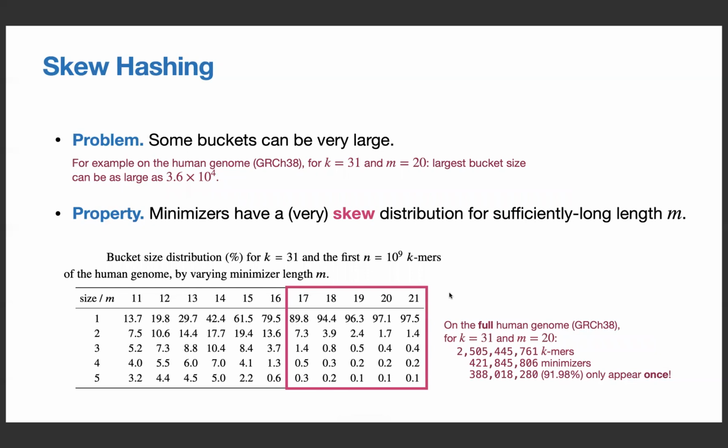Here you see a concrete example in the following table. This is the distribution of bucket size, namely how many super k-mers we have per bucket. And so you see that there exists a value of m, of minimizer length, from which the distribution is always very skewed. Namely, more than, say, for example, 97% of buckets contain just one single super k-mer. So of course, we want to take advantage of this empirical property.